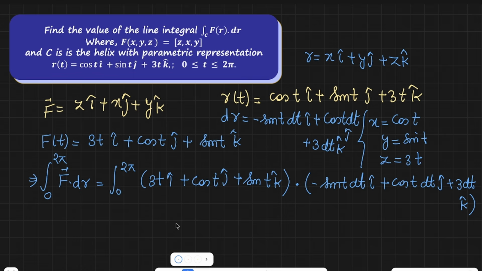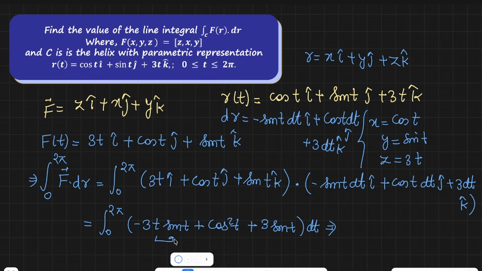Now you apply this. Now when you will multiply, i dot i will be 1. Okay, so it is from 0 to 2 pi, so that is basically minus 3t into sin t dt, that I will take common, plus it is basically cos square t dt, then it is 3 sin t dt. Okay, when you will solve this, you have to apply integration by parts here. Okay, you have to apply the cos square formula.